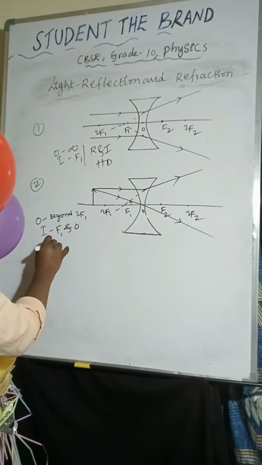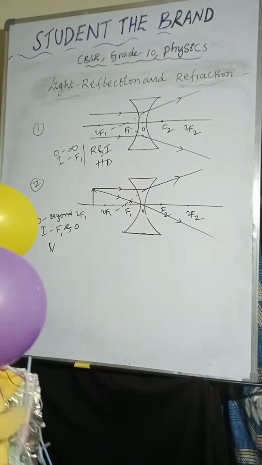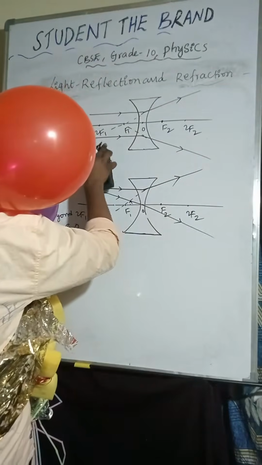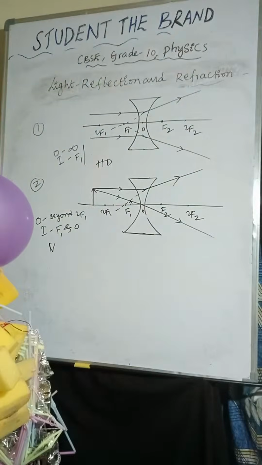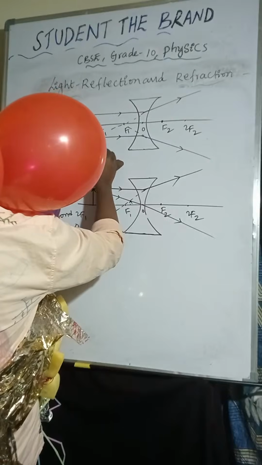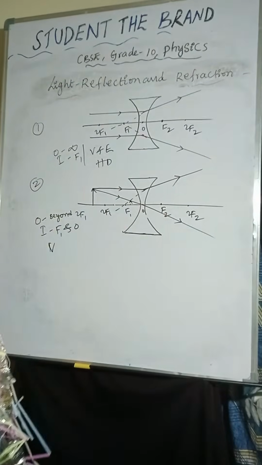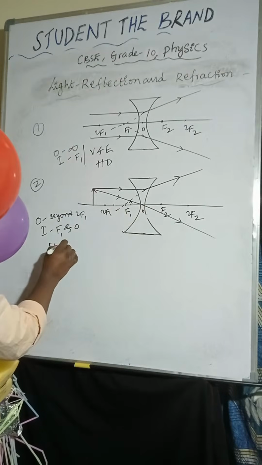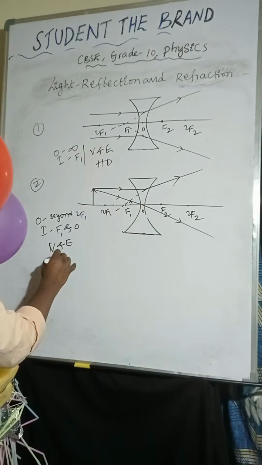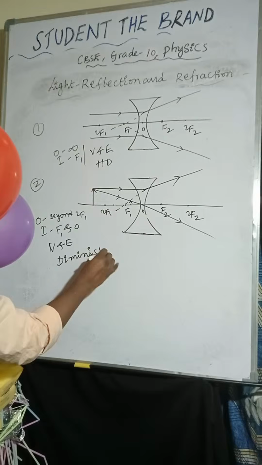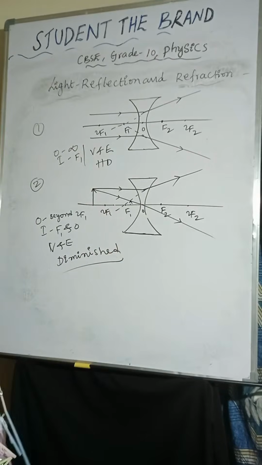Nature of the image is virtual, erect and diminished here because we are extending the reflected light rays. So virtual, erect and highly diminished. And here you can observe here also virtual, erect and diminished. So we cannot say highly diminished but diminished. Compared to the object, image size is decreased.